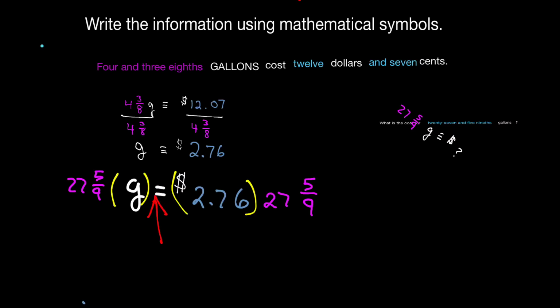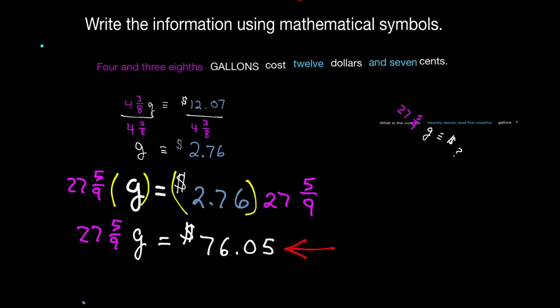Now I put an equal sign here because most of the time for equivalence, we use this equal sign instead of using the equivalent sign. But this is really not equal, it's equivalent. This mathematics over here gives me an answer of $76.05 for this many gallons, and that has answered the question.